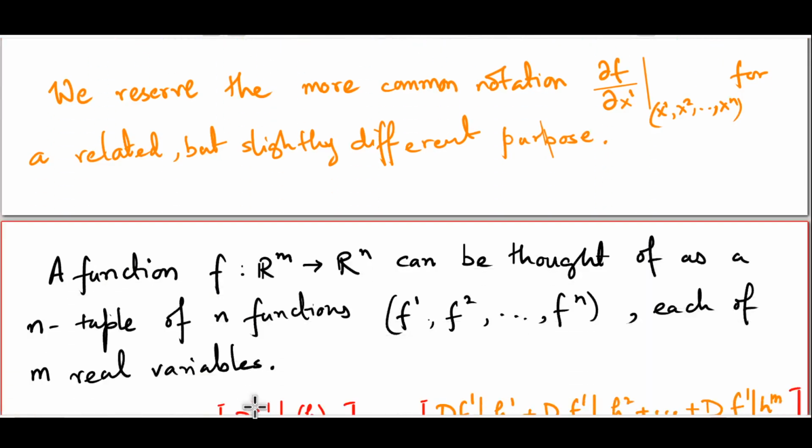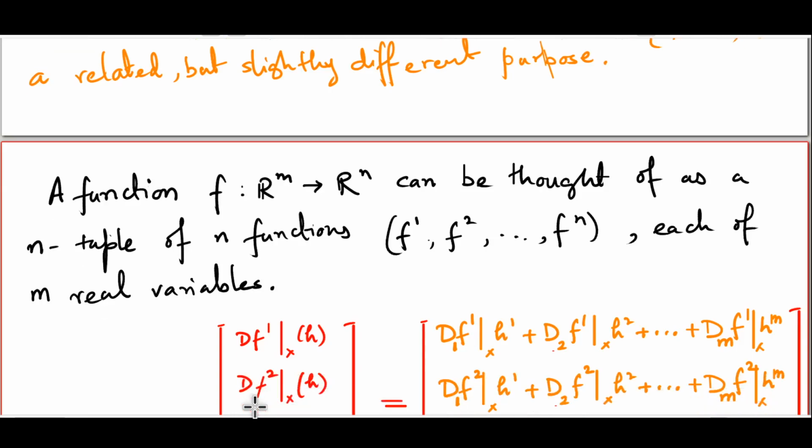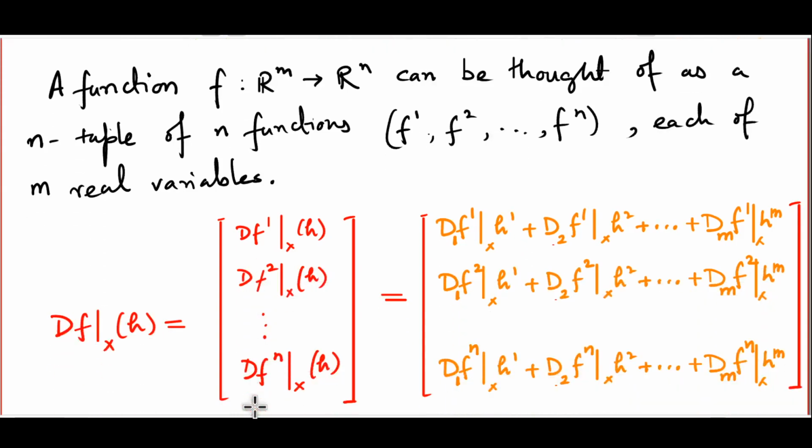Now, if a function f is from Rm to Rn, you can equally well think of this as n separate functions f1, f2 up to fn, each of which are functions of m real variables. And therefore, when you talk of dfx at h, you are actually talking about df1x acting on h, df2x acting on h, and so on all the way down to dfnx acting on h. And it makes sense to write them all in the form of a vector. In this case, I have written them as a column vector.